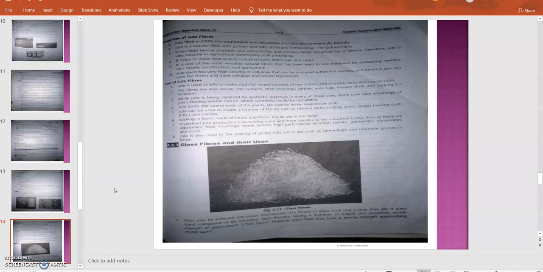Glass may be softened and drawn mechanically into thread or glass wool that is finer than silk. A glass strand composed of 60 filaments, each filament having a diameter of 0.0036, possesses a tensile strength of approximately 17,500 kg per meter square. However, glass fiber may have a tensile strength approaching 70,000 kg per meter square.